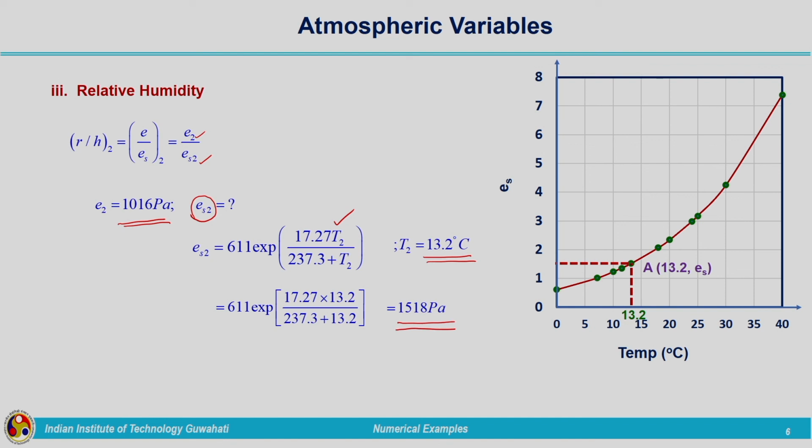You can calculate it, it will come out to be 1518 pascals. So, now we have the value corresponding to E2, Es2 is there, we can substitute in the given expression for relative humidity. So, when we substitute, we will get the value of relative humidity at section 2 as 0.669. In percentage, it will be 66.9 percent. So, this is the relative humidity at a level of 1200 meters above the ground surface corresponding to the data given to us.